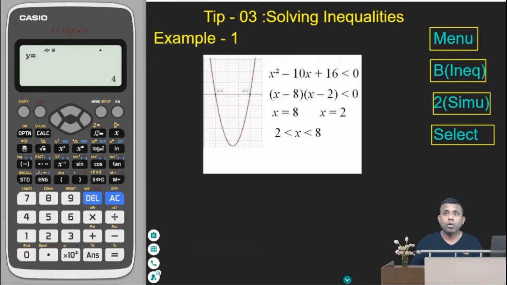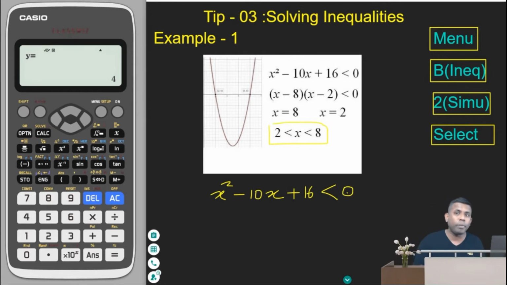Tip number 3 is solving inequalities. Solving inequalities sometimes confuses, right? And if you know the method, stick to the method. So for example, on the screen you can see x squared minus 10x plus 16 less than 0, they ask you to solve. So you need to factorize and find the answer manually.